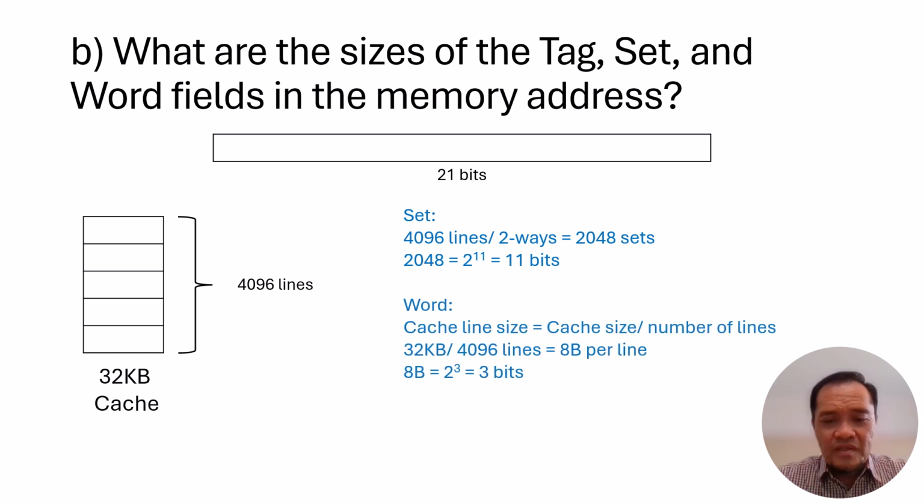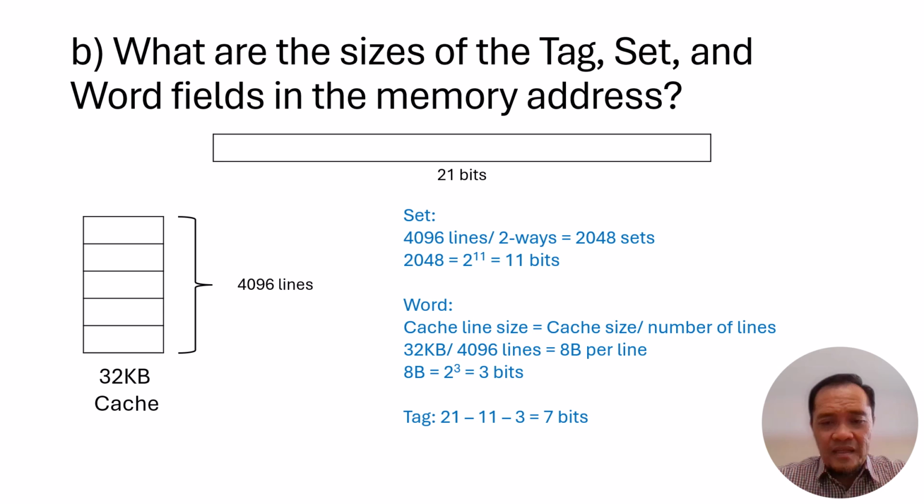While for the word, we need to know the size of the cache line. The cache line size is equal to the cache size divided by the number of lines in the cache. We know the size of the cache is 32 kilobytes, and there are 4096 lines in the cache, so we divide 32 kilobytes by 4096 lines, and that leaves us with 8 bytes per line. So the size of each line is 8 bytes, and 8 bytes is equivalent to 2 to the power of 3. Therefore we need 3 bits for the word, and that leaves the tag field.